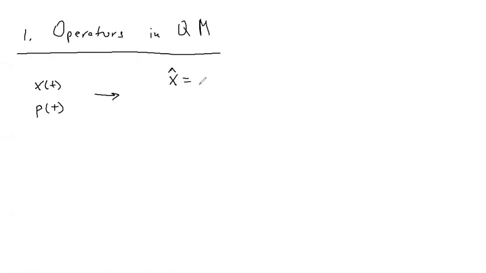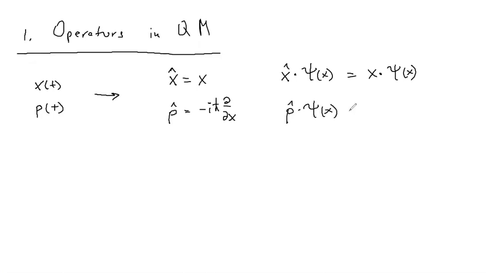So it's equivalent to multiplication by x. And momentum is another operator, minus i h bar d over dx. And these operators are fixed. Their goal is to act on what we call the wave function. So operator x applied to some function will be just multiplication by x. And operator p applied to the wave function would be the derivative.